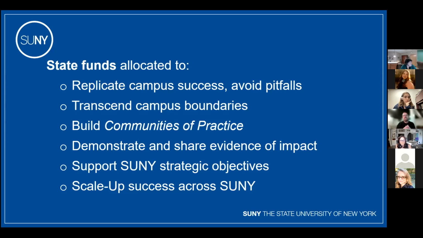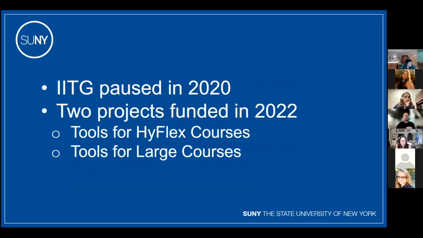And you're really supposed to align with SUNY strategic objectives and really scale up what good things campuses are doing across the system. Now, like I said, from 2012 to 2019, the program was humming along, and we would give out about 20 or 30 grants a year. And again, they ranged anywhere from about $10,000 to $60,000. But due to the pandemic, we had to pause the program in 2020.